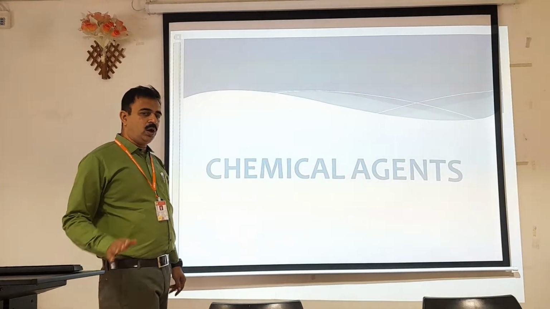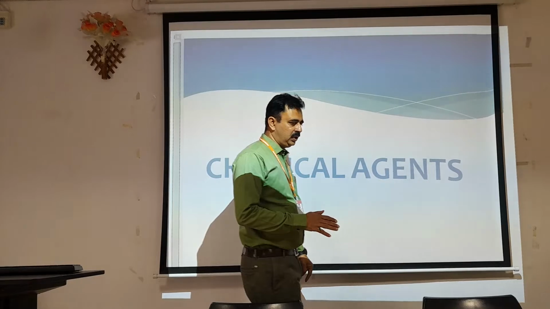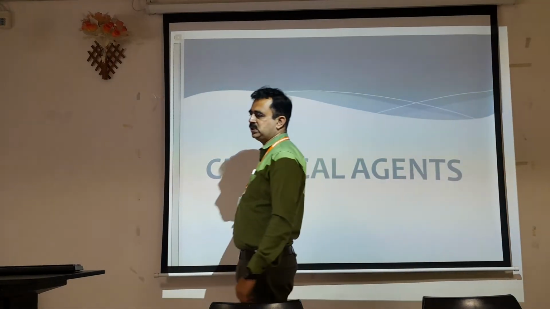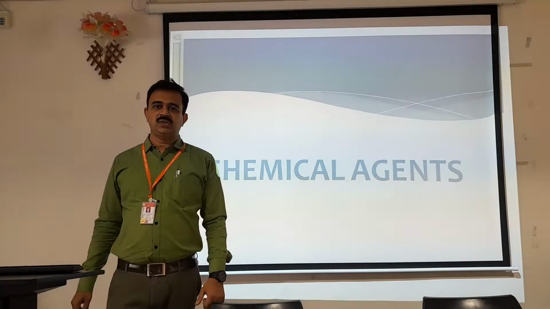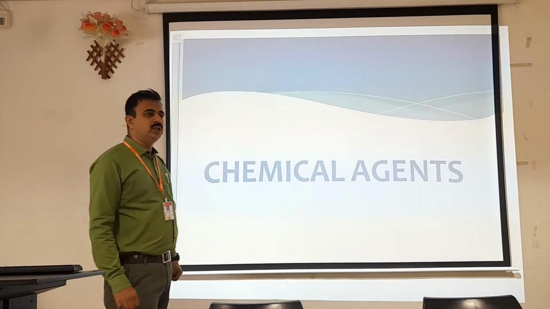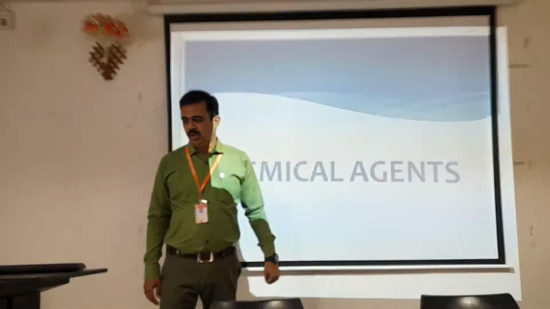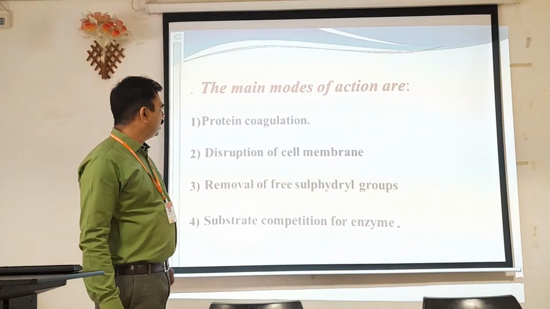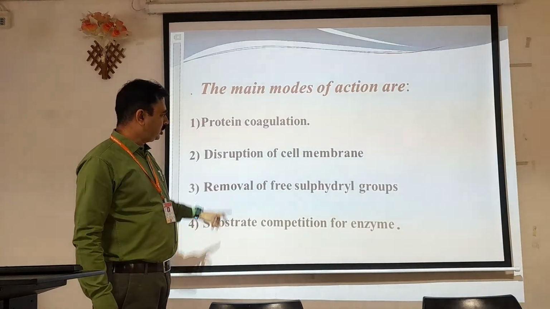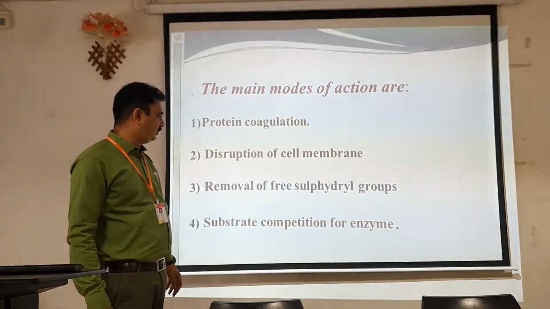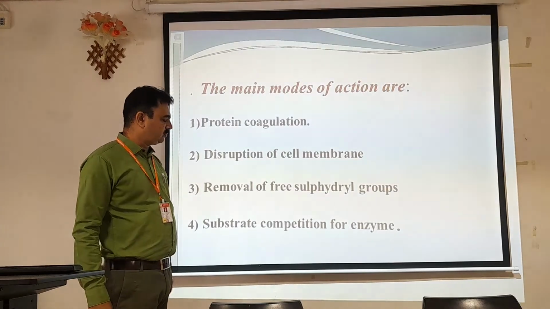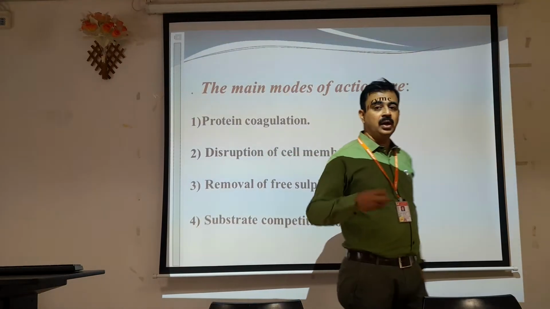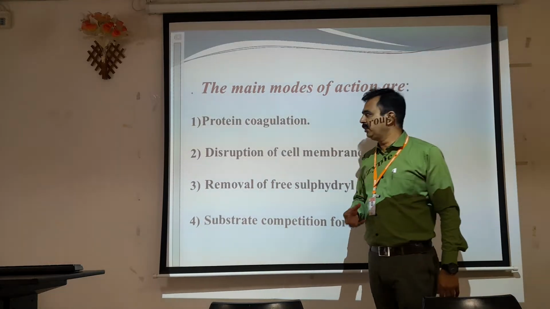Now, these are all agents that we have seen till date, made from the physical level. So these are called physical agents. Now let us understand how sterilization can be achieved with the help of chemical agents or chemical sterilants. The main modes of action are protein coagulation, disruption of cell membranes, removal of free sulfhydryl groups, and substrate competition for enzymes. Means chemical substances will be acting as sterilant. Now how are they acting, what is their mechanism?